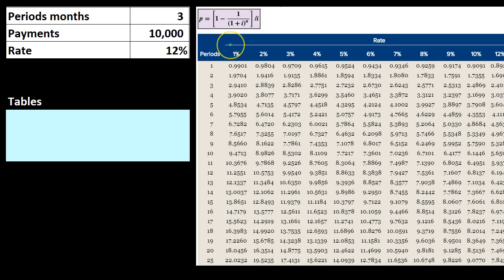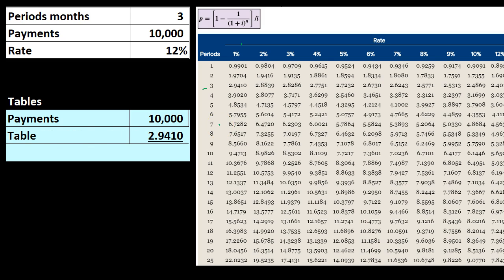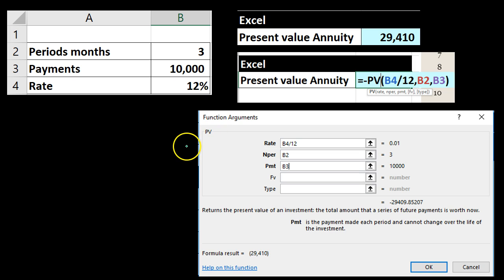So we're going to have the percent then. We have the number of periods 3, 1% per month, and that's going to give us our 2.9410. So 10,000 times 2.9410, multiplying that out gives us the 29,410.